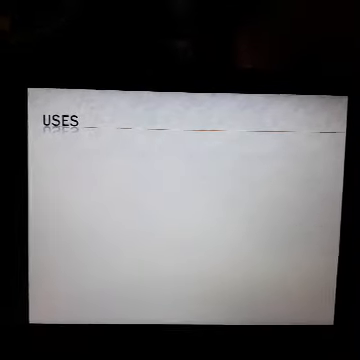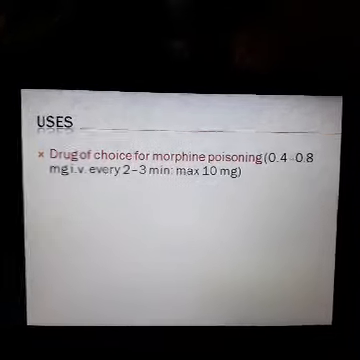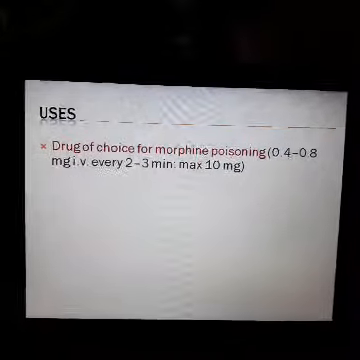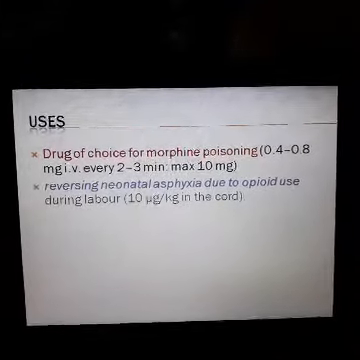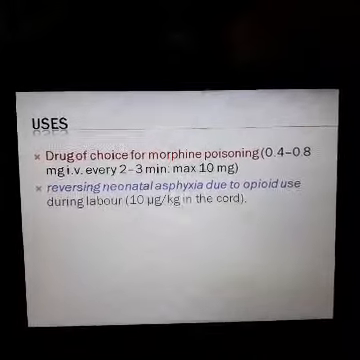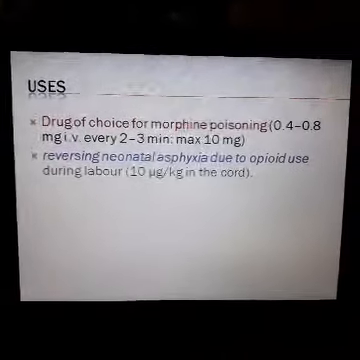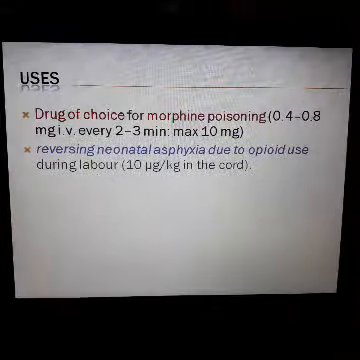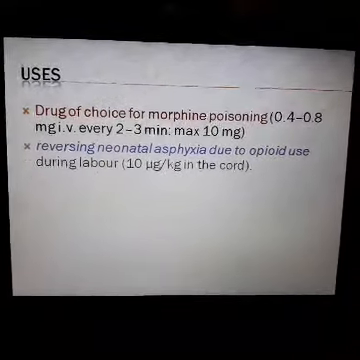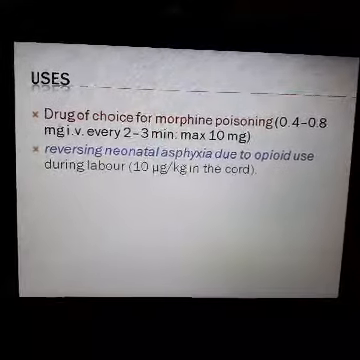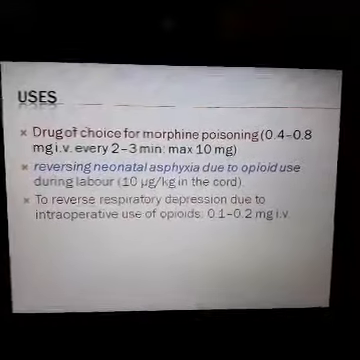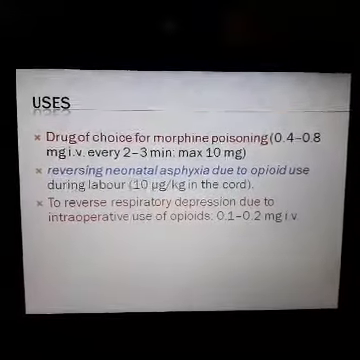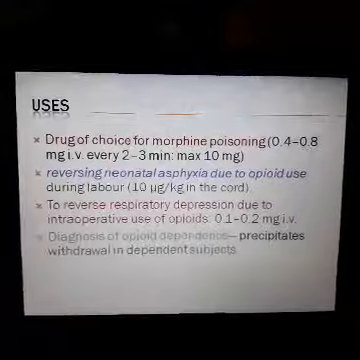So what are the uses of naloxone? Very important to know. It is the drug of choice for acute morphine poisoning. We have already seen that the dose is 0.4 to 0.8 milligram IV every 2 to 3 minutes, maximum up to 10 milligram. It is also used for reversing neonatal asphyxia or neonatal apnea due to opioid use during labor, at 10 microgram per kg injected into the umbilical cord. But remember, this opioid must not be buprenorphine. Buprenorphine-induced neonatal asphyxia or apnea cannot be reversed by naloxone. To reverse respiratory depression due to intraoperative use of opioids, naloxone is the drug of choice.